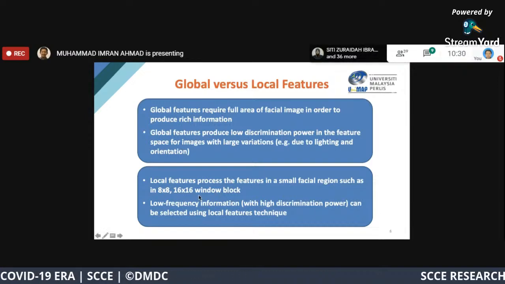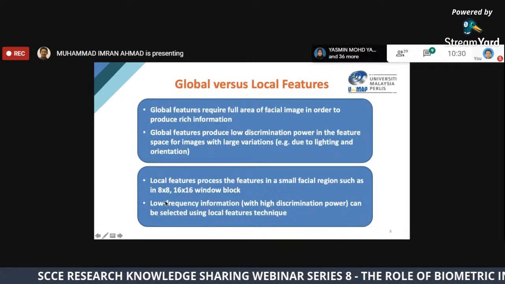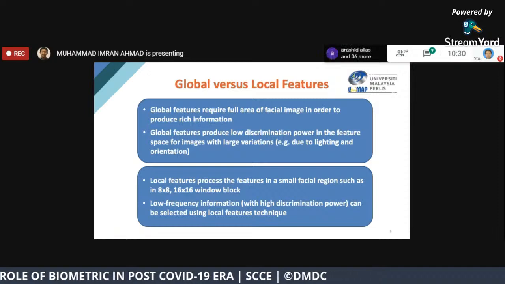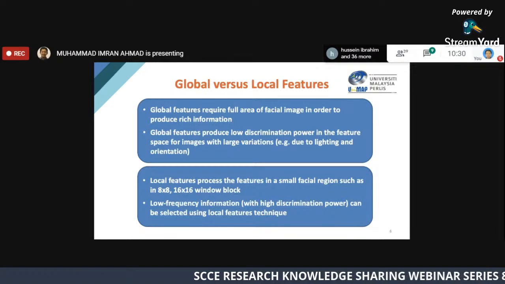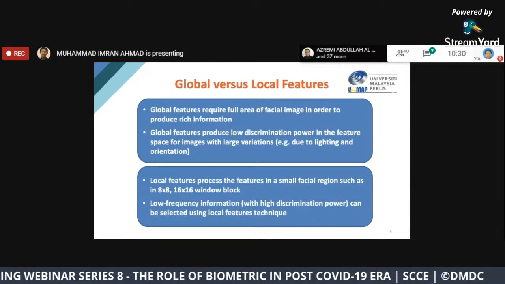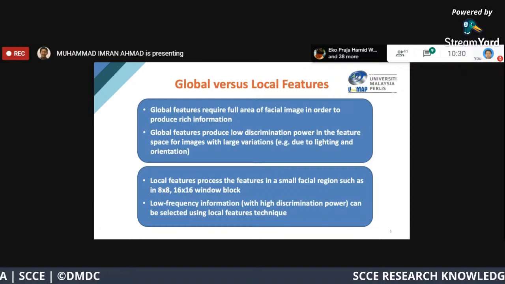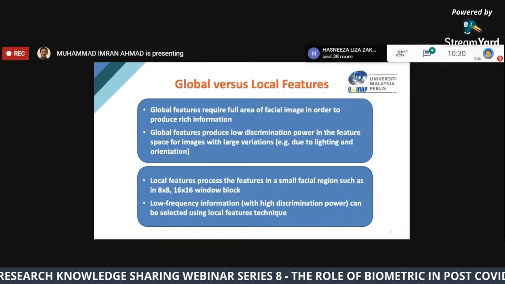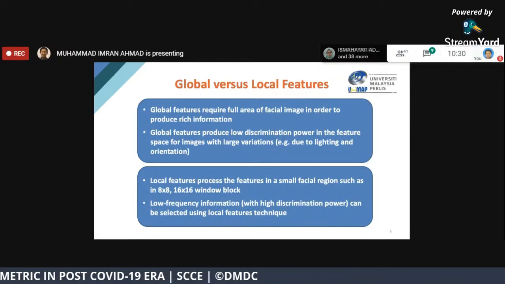Local features are quite popular because of the output. For example, when you use discrete cosine transform to process the local features in a subblock window, we can have two types of data. One is low frequency information, and also high frequency information. High frequency information in biometrics we consider as noise. Maybe in other applications high frequency information is very useful, but in biometric technology it is considered noise or unwanted. Normally we remove it from the feature space, and we just preserve the low frequency information. So this is the characteristic of local features.